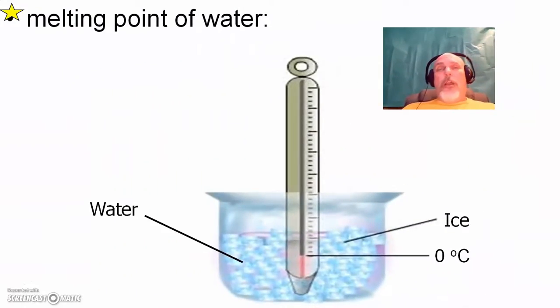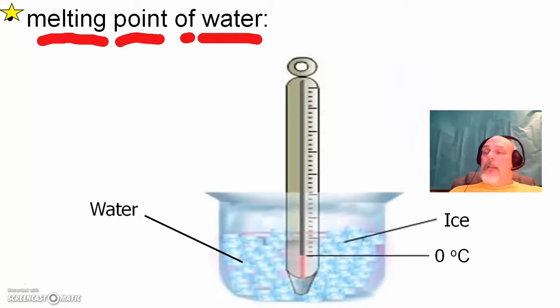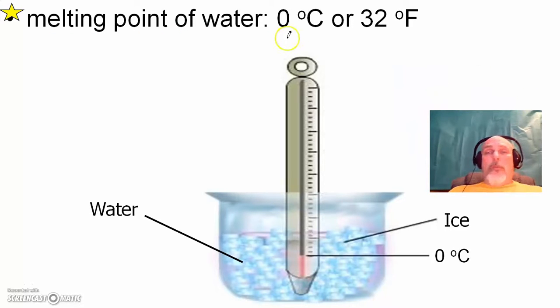Melting point of water. Now, we should remember that melting point is an actual temperature. So the melting point of water is the temperature at which water goes from a solid to a liquid. These numbers I would expect you to remember. So 0 degrees Celsius or 32 degrees Fahrenheit. They are both exactly the same temperature. It's just a different measurement scale. Kind of like 2.54 centimeters is equal to 1 inch.